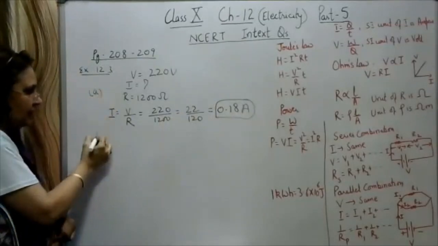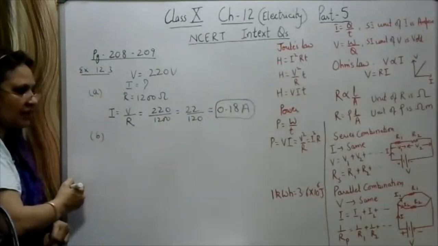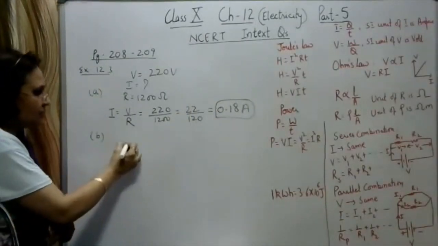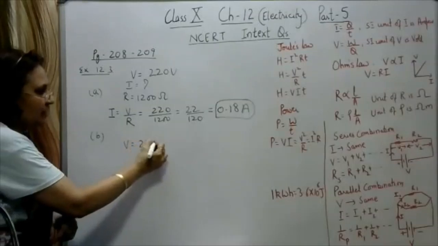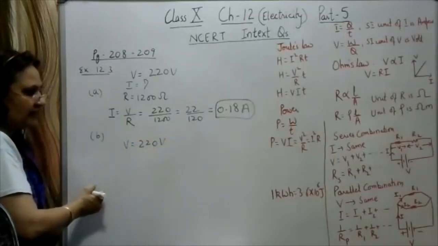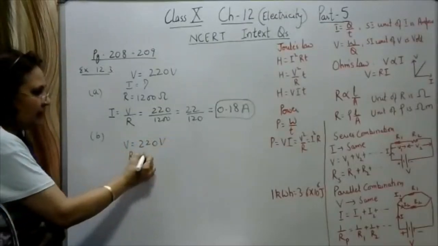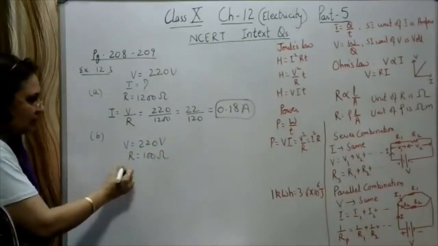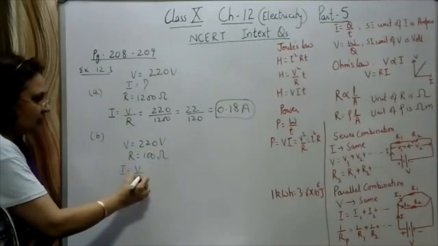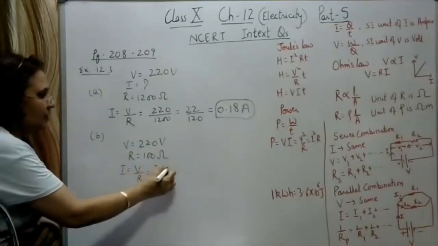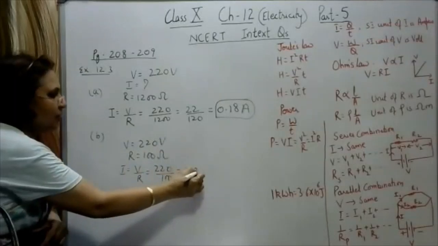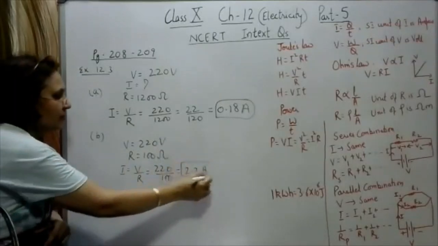This was the A part, and the B part is, how much current will an electric heater draw from a 220 volt source? Again, V is given as 220 volts. If the resistance of the heater is 100 ohms, here you have to find out the current. I is equal to V upon R, substituting 220 upon 100, which is equal to 2.2 amperes.